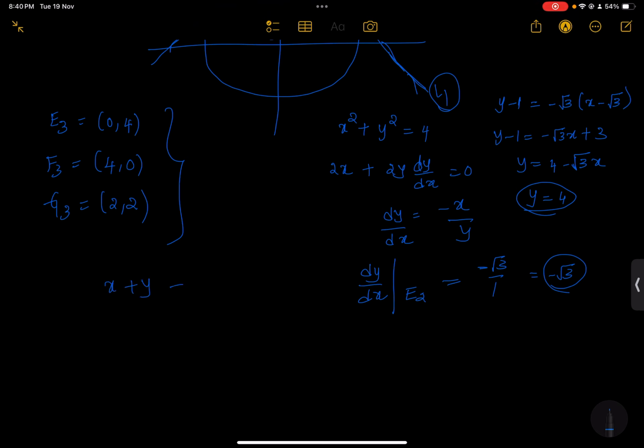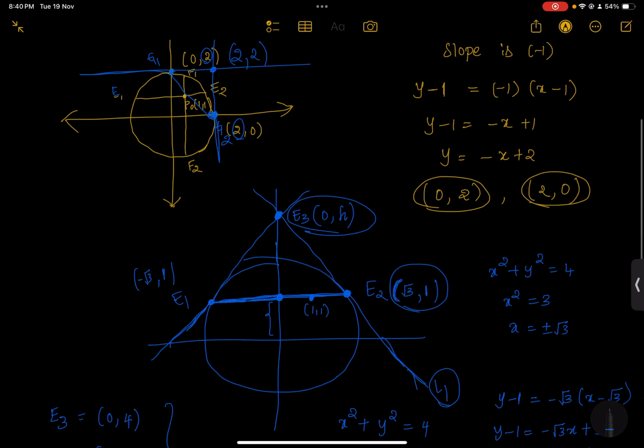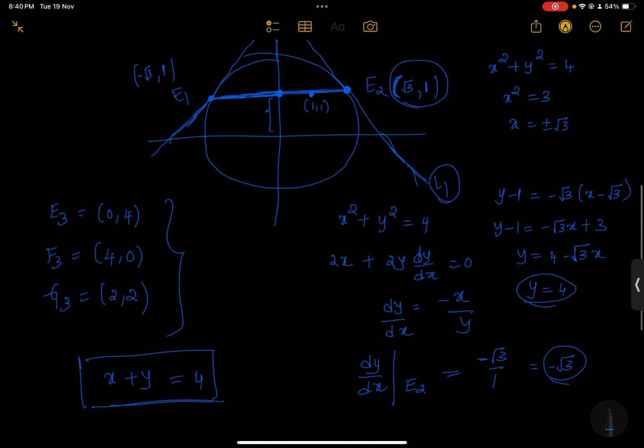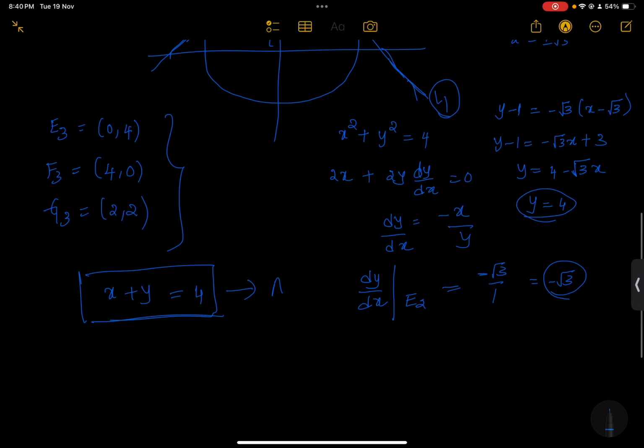If you observe points E3, F3 and G3, the sum of coordinates is 4. So x plus y is equal to 4. They all lie on this line. So option A is correct.